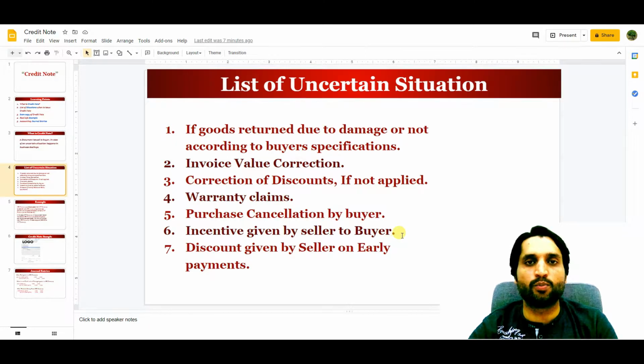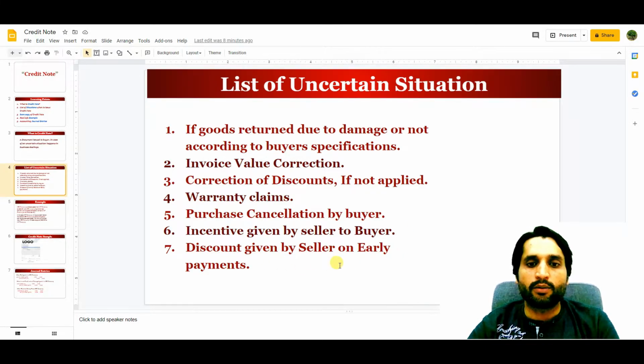Incentive given by the seller to the buyer. Sometimes there are some targets set by the seller. If this buyer is going to purchase this much amount of products from us, then we are going to give an incentive or commission to that buyer. So they issue a credit note stating that this much money is a discount or an incentive, so you have to credit to our account. In this situation, the seller is going to credit the buyer and the buyer is making a debit to the seller. So the amount which is liable to the seller will decrease in his ledger.